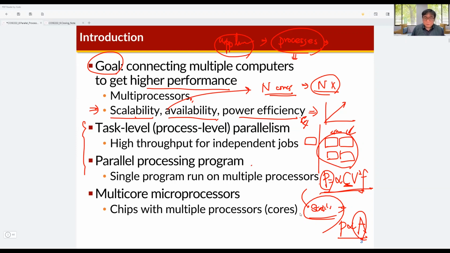And then the parallel processing program. Parallel processing means that a single application can generate multiple threads, such as matrix multiplication. This matrix multiplication is a single application, a single task, but by changing the algorithm of this matrix multiplication, then we can split the generated threads for this matrix multiplication into multiple parts. Okay, this is called the parallel processing program.